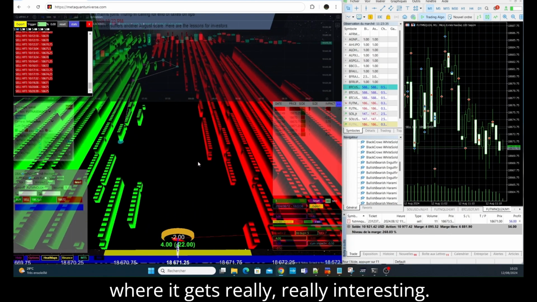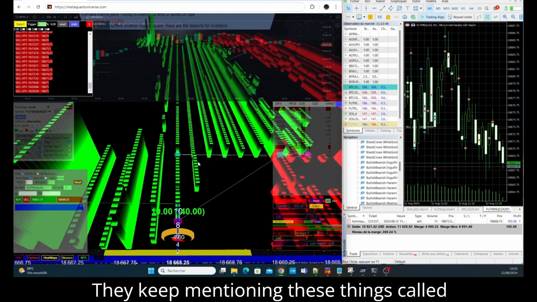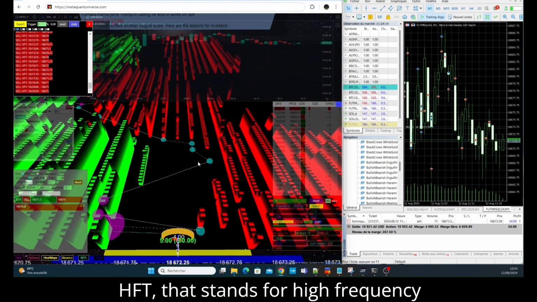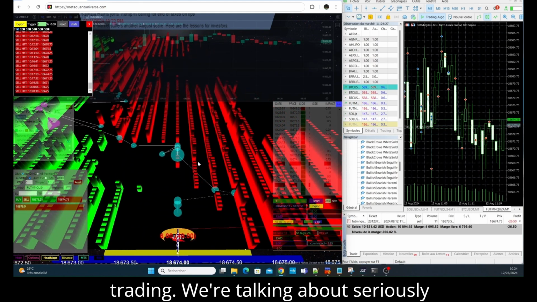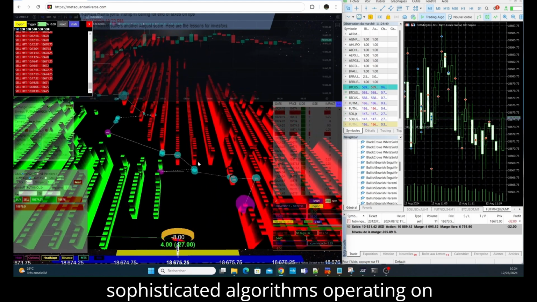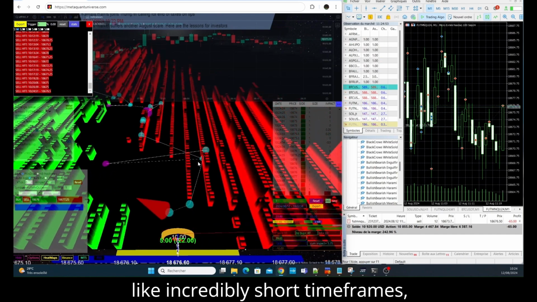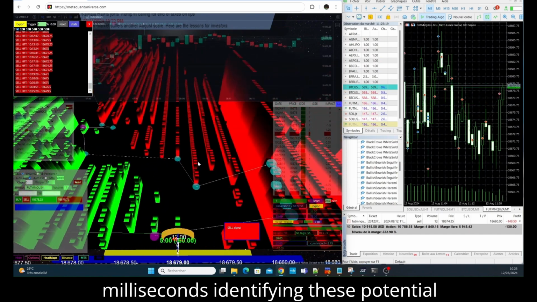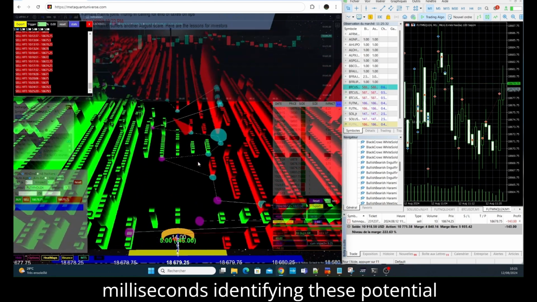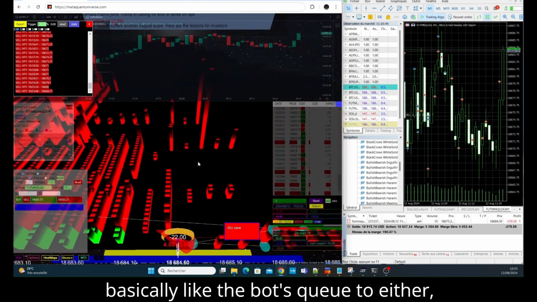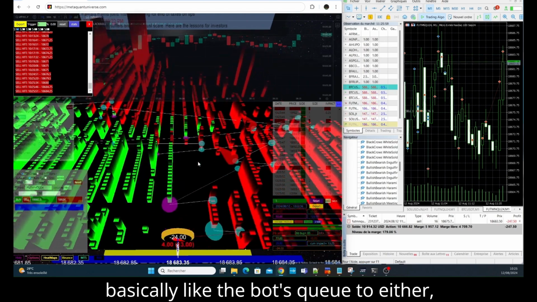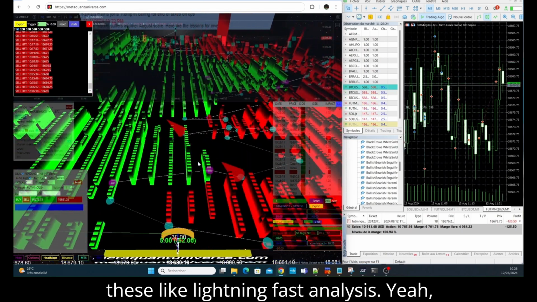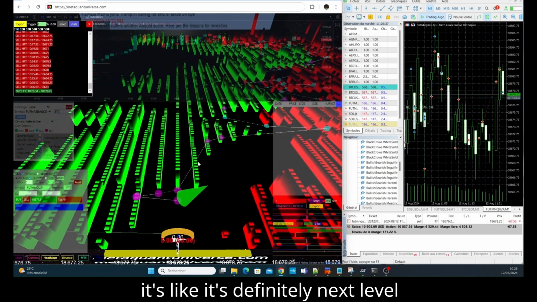So that's where it gets really, really interesting. They keep mentioning these things called HFT signals. Okay, HFT signals. So HFT, that stands for high-frequency trading. We're talking about seriously sophisticated algorithms operating on incredibly short time frames, analyzing market data in milliseconds, identifying these potential opportunities. So these signals are basically the bot's cue to either jump in or get out based on these lightning fast analyses. Yeah, it's definitely next level stuff.